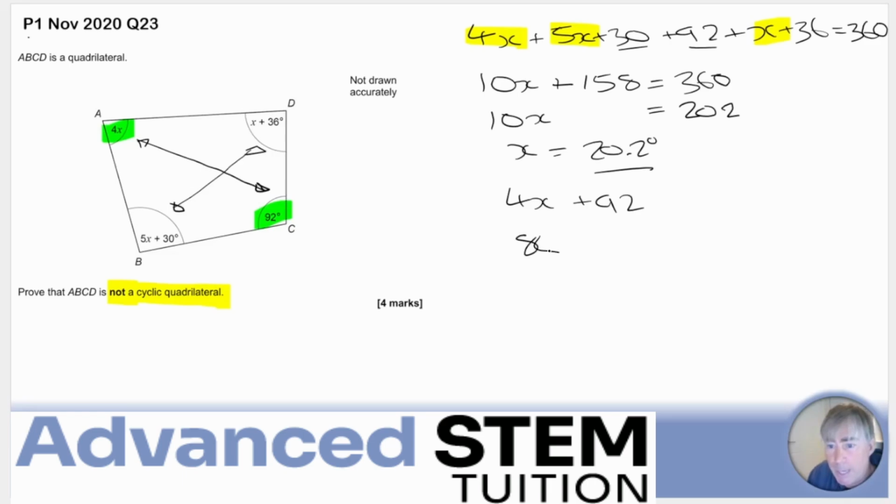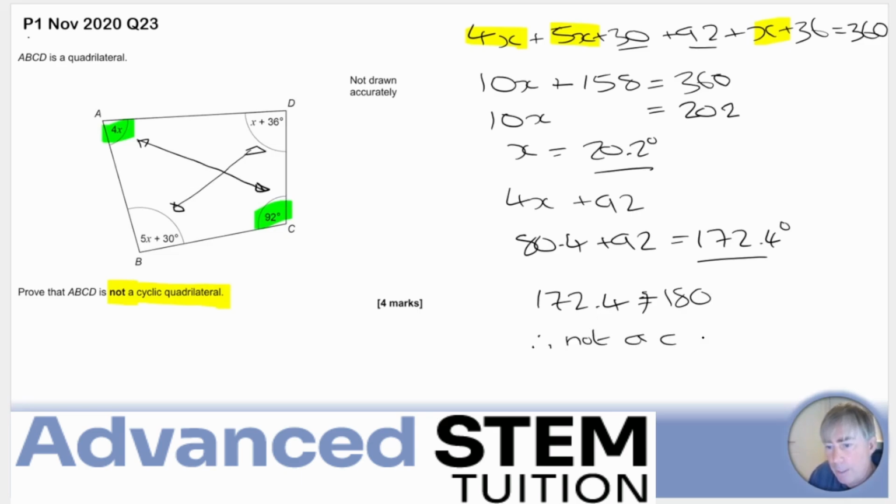So 4x is going to be 80.4 plus 92, which is equal to 172.4 degrees. Okay, so just to finish things off, 172.4 does not equal 180. Therefore, three dots, standard notation, not a cyclic quadrilateral. I'm going to just write quad. Okay, so we've proved that this isn't the case, and we've secured our 4 marks.